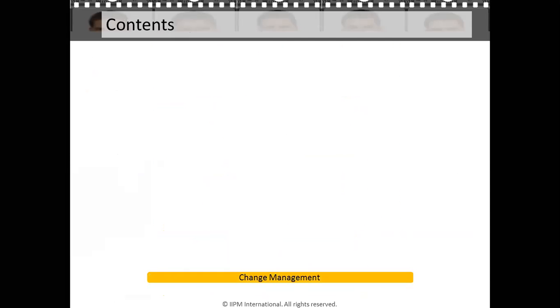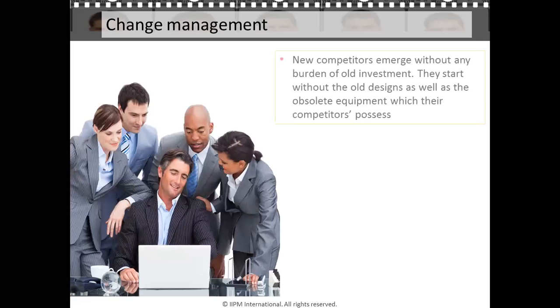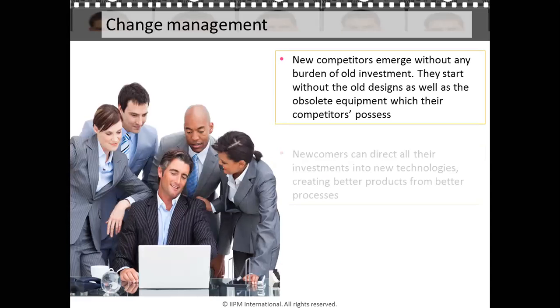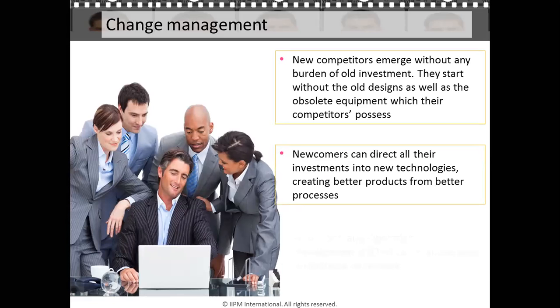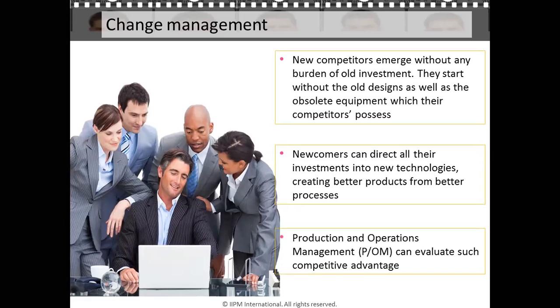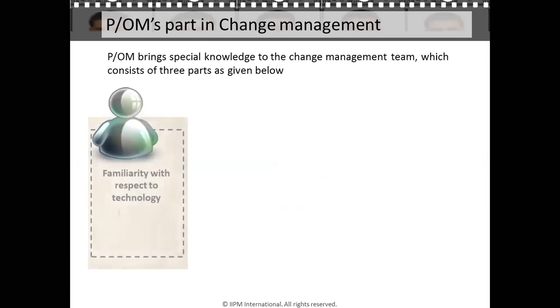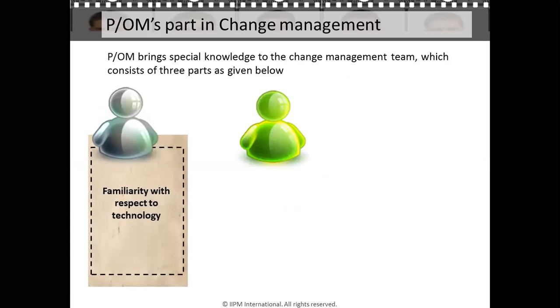All right. Then another thing we need to consider in safety is change management. New competitors emerge without any burden of old investment. They start without the old designs as well as obsolete equipment which their competitors possess. Newcomers can direct all their investment into new technologies, creating better products from better processes. Production and operations management can evaluate such competitive advantage. Now, quickly, let's look at production and operation management part in change management.